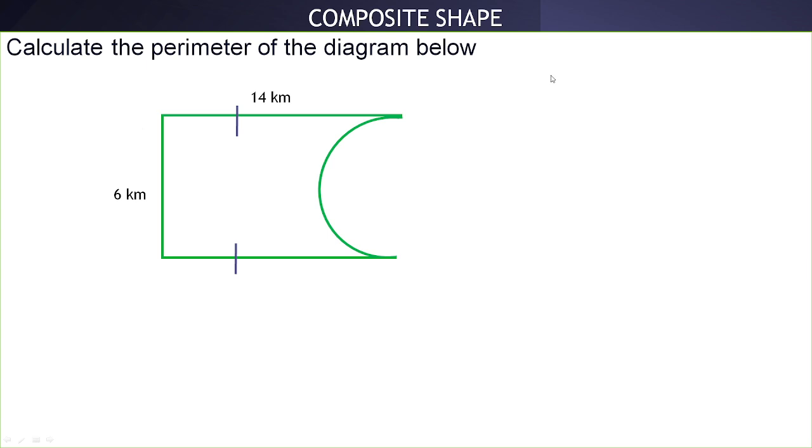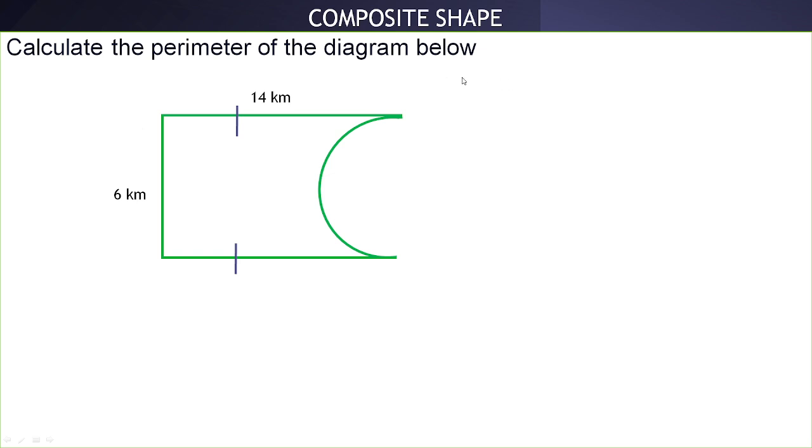Now let's look at a little bit more complex diagrams. We basically call these diagrams composite shapes, where it's a combination of 2 or more shapes in one diagram. Now I want to find the perimeter of the diagram below. If you analyze the diagram, we have more or less a rectangle and a semicircle, or half of a circle, that has been cut into the rectangle.